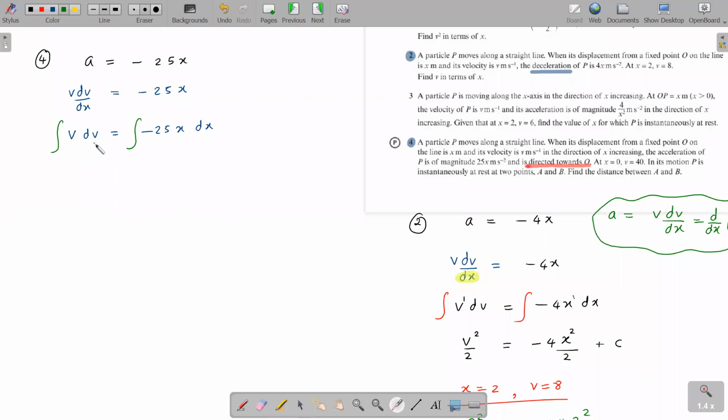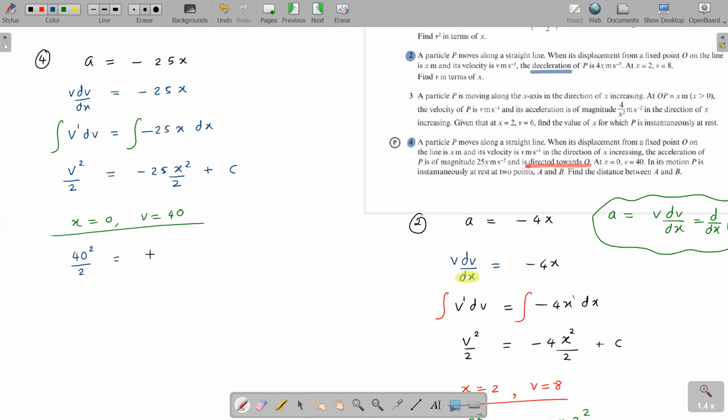The left side integrates with respect to v, the right side with respect to x. When we integrate v, I get v to the power 1. When you integrate, add 1 to the power and divide. So v squared divided by 2. On the other side, integrating minus 25x with respect to x gives me minus 25x squared over 2. And then don't forget the plus c. You must put the plus c. To find c, they have given you the boundary conditions: x equals 0, v is 40. So input the values. When x is 0, v is 40. Let's get the c value.